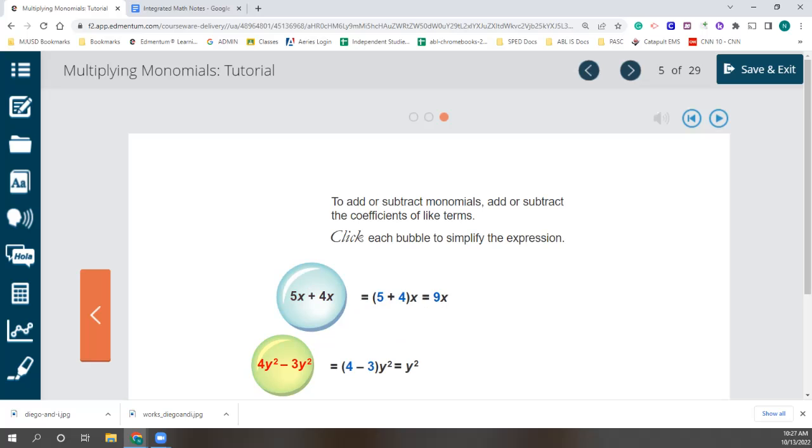4y squared minus 3y squared. Notice that the terms are like, they have the same variables and the same exponents. So you can combine them. 4 minus 3 multiplied by y squared equals y squared. Why? Because 4 minus 3 equals 1. You could write a 1 in front of this y and it would be accurate, but it's considered redundant.